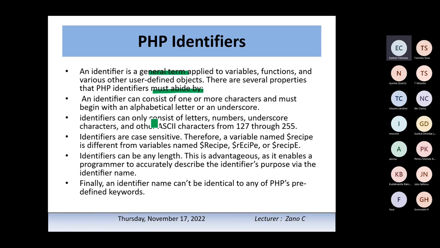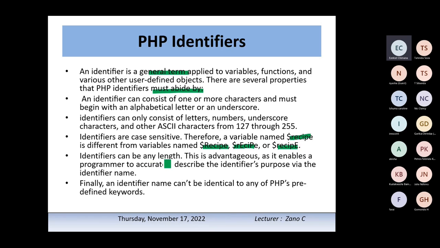So identifiers can only consist of letters, numbers, underscores, and other ASCII characters from 127 through 255. Identifiers are case sensitive. The capital letter A and the small letter a are different. Therefore, a variable named recipe is different from a variable named Recipe, because of the capital letter R and the small letter r. And this recipe is also different from this recipe.